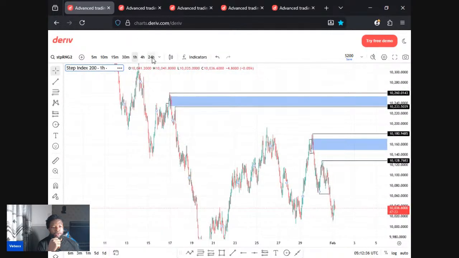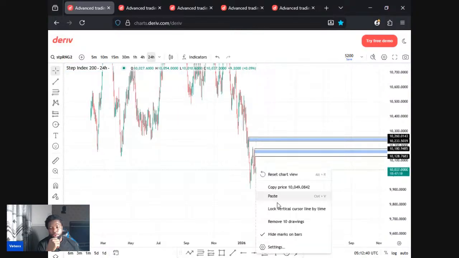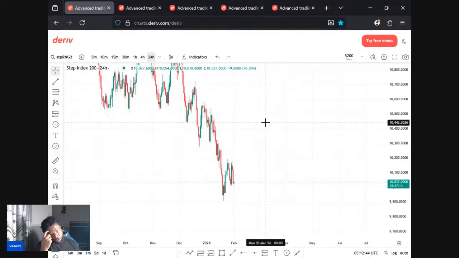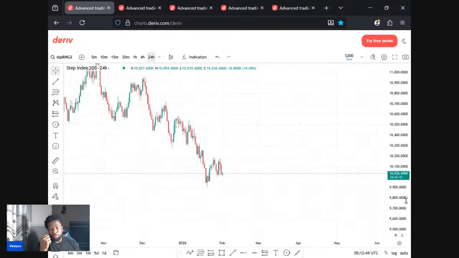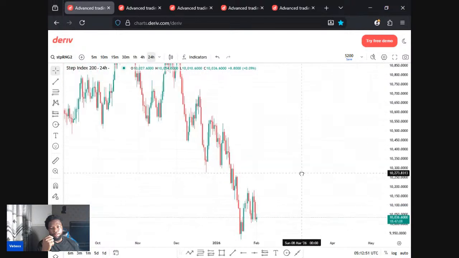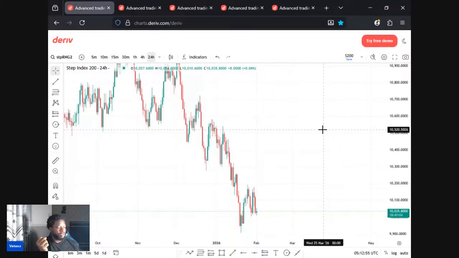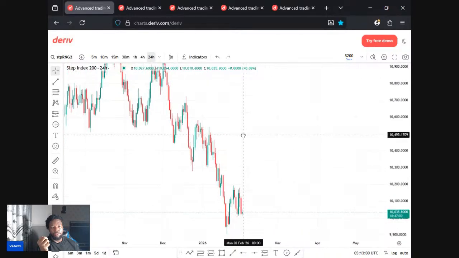So Step 200 on the 24-hour time frame, I'm going to be removing everything I've marked. Step 200 on the 24-hour time frame, you can spot a setup from what I just explained. Okay, I'm going to be marking out the recent point of interest. So first of all, on the 24-hour time frame, we have this.